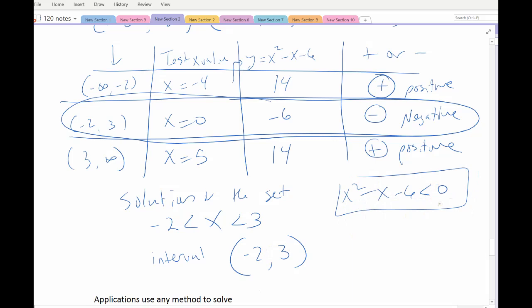And that's it. If I pick values outside of that, it won't be negative anymore. It'll either be 0 or positive. Right? So those are the only numbers I want between 3 and negative 2. And that's my solution. Alright, the last thing from these sections, we're going to solve a few simple applications of inequalities, and that will wrap up this part of the quadratics, solving inequalities.